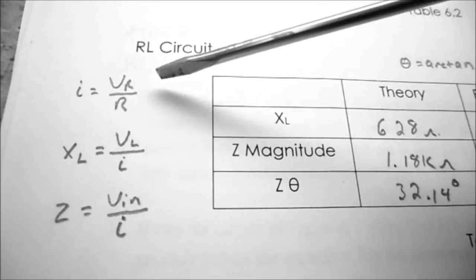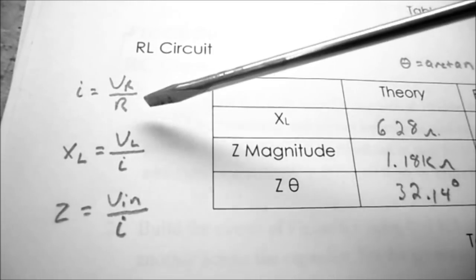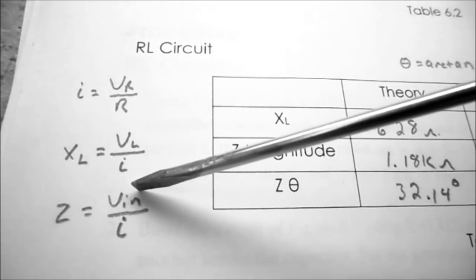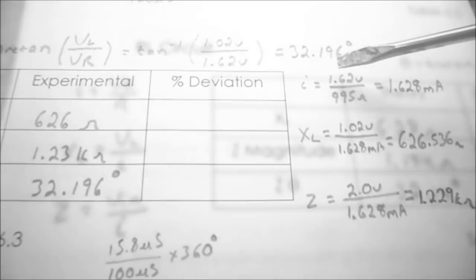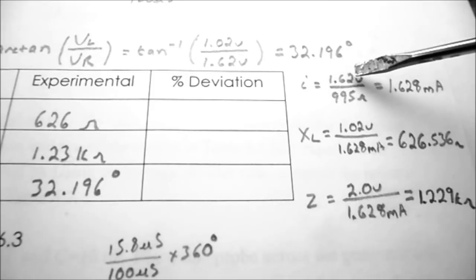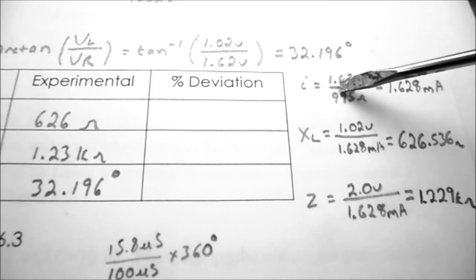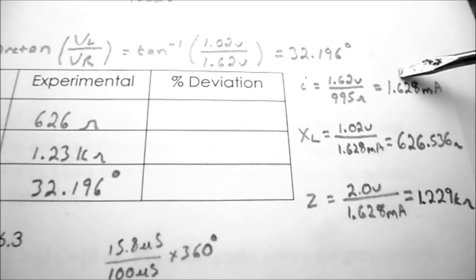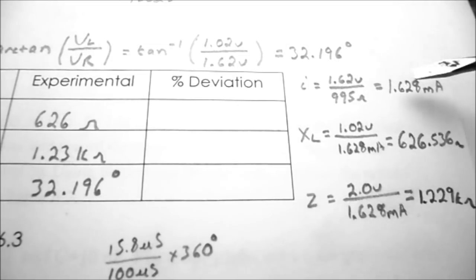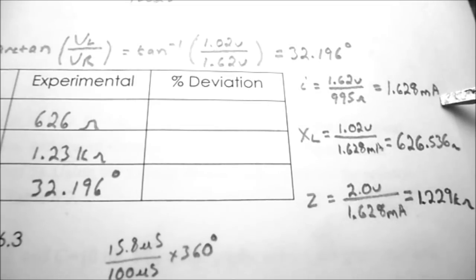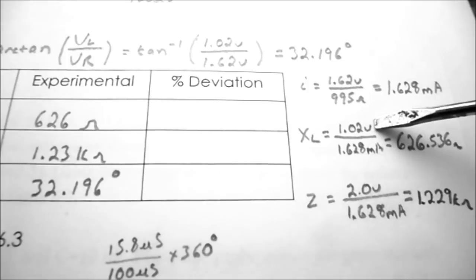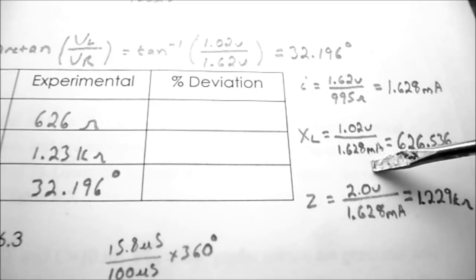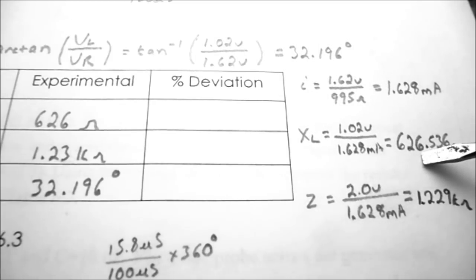So I just want to remind you that I is equal to VR over R. XL is equal to VL divided by I. And Z is equal to Vin divided by I. So I is equal to 1.62 volts, which is VR, divided by 995 ohms, which is the measured value of our 1K ohm resistor, and that's equal to 1.628 milliamps. Now keep in mind, these are peak-to-peak values. So XL is equal to VL, which is 1.02 volts, divided by the current of 1.628 milliamps. That equals 626 ohms.